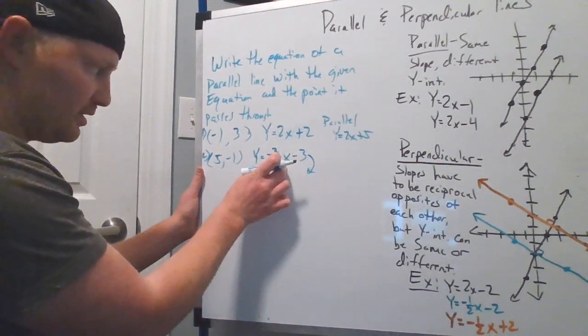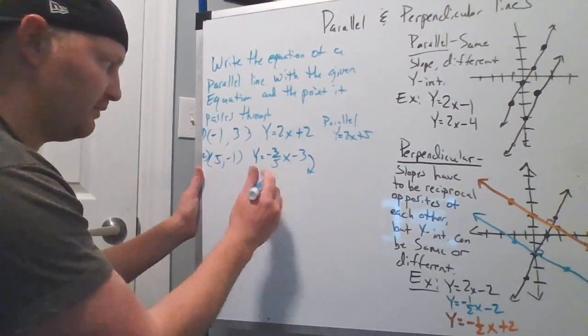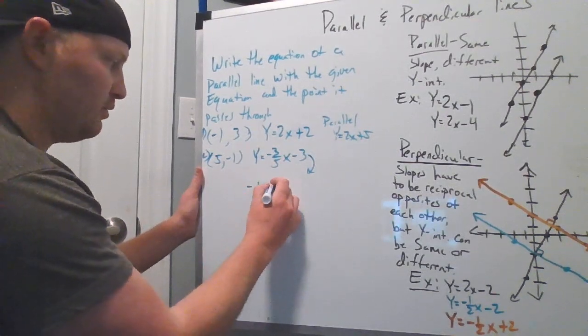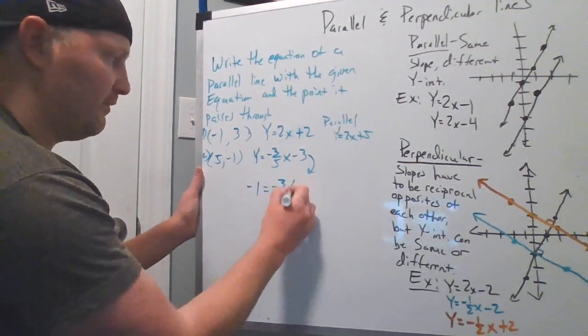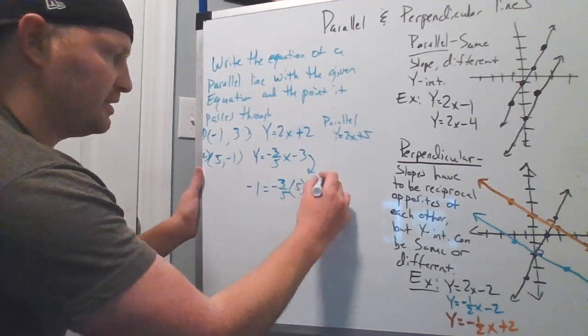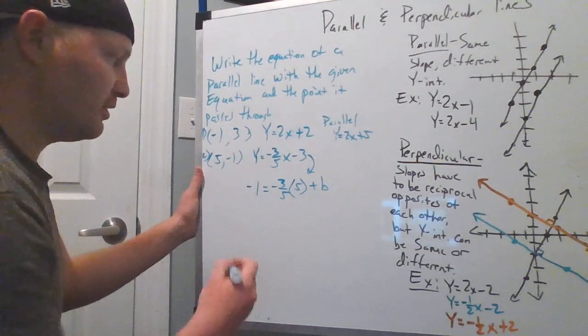It's got to have the same slope, but it's got to contain this point, so it's a different y-intercept. So let's do this fast. y is -1 equals -3/5 times, replace the x with 5, plus b. We're solving for the new y-intercept.